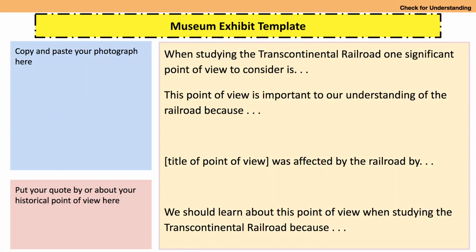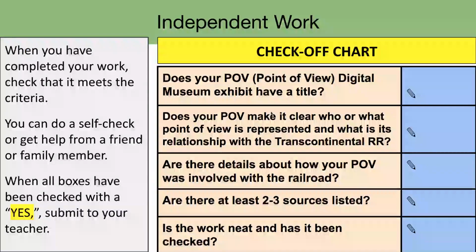Next, you can see the example of a template that's provided for you through the Passport to Social Studies, where students can paste a photograph here in the blue box of the point of view that they're portraying in their exhibit, a quote in the bottom pinkish red box, and then last but not least, in the yellow box, all the information that they've collected from their research. Last but not least, there's provided a checkoff chart where students can assess and keep track of their work, ensuring that they have all the parts for this project included to complete and be successful in this task.